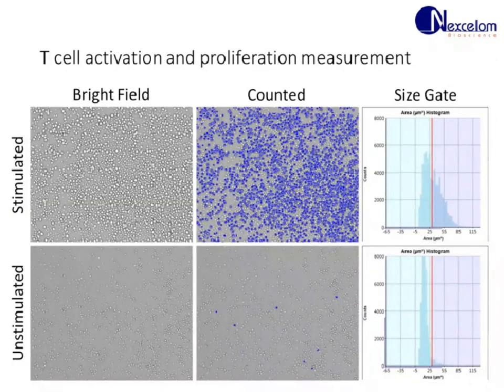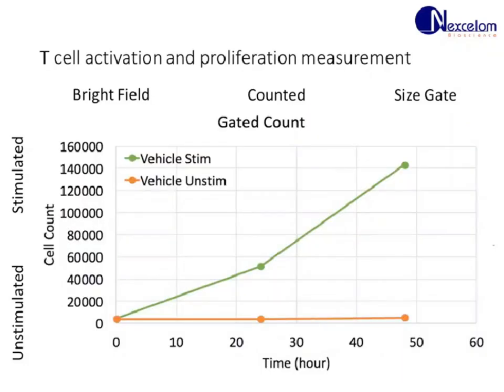So an example for T-cell activation and proliferation measurement, you can use the Cell-LIGO to directly capture images of T-cells in a plate and stimulating them with CD3 and CD28. You can see the change in size of the T-cell, and using the Cell-LIGO software, you can count the activated T-cells over time. And by counting the activated T-cells, you can monitor sample that's unstimulated versus sample that's stimulated, which shows where the T-cells can grow to over 140,000 cells in a well.